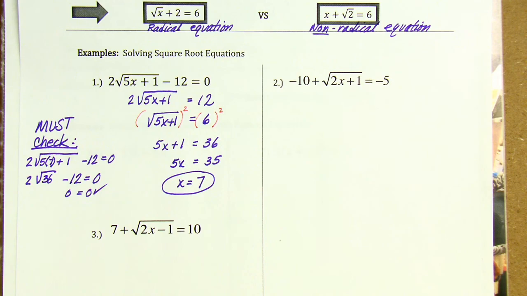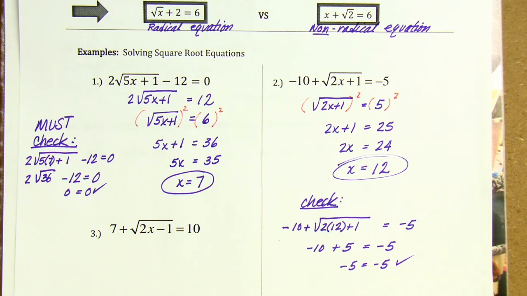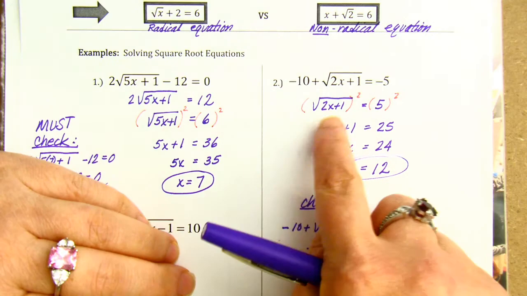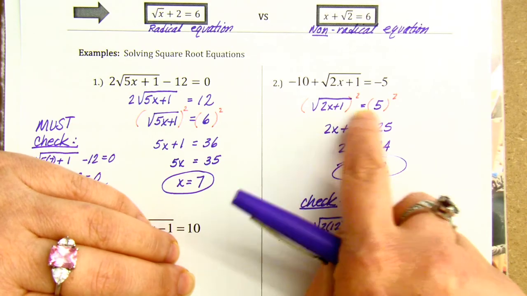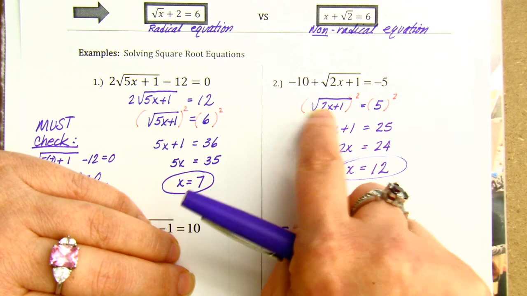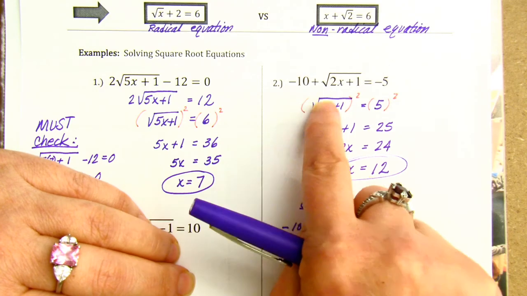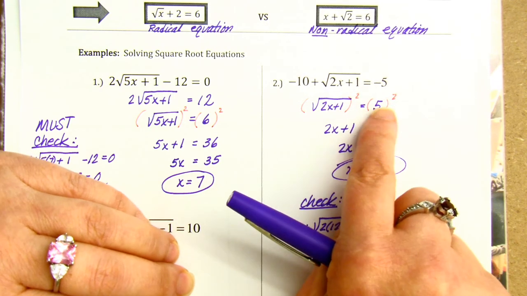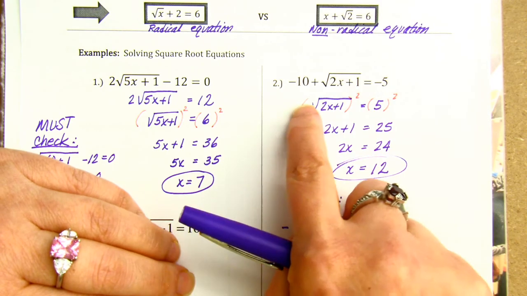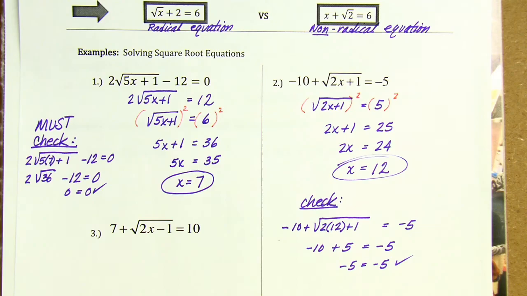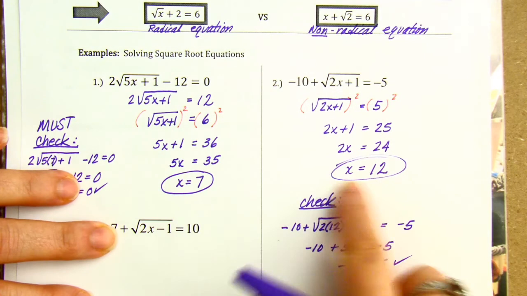All right, why don't you pause the video and try example 2. Okay, hopefully you paused the video and tried this one on your own. Notice the negative 10 was stuck out front, so we have to add it to the other side. When I do that, I get the square root of 2x plus 1 equals 5. Now the radical expression is by itself. It's isolated. So now I can square both sides, and that's what I have here in red. When you square a square root, it takes away the radical symbol because they're inverses of one another. It gives me the radicand 2x plus 1 equals, don't forget to square the 5, 25. Solving by subtracting 1, then dividing by 2, I see that x is 12.